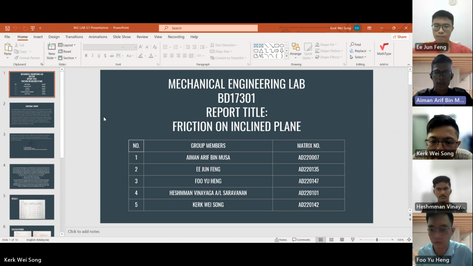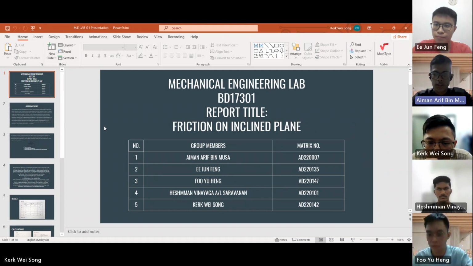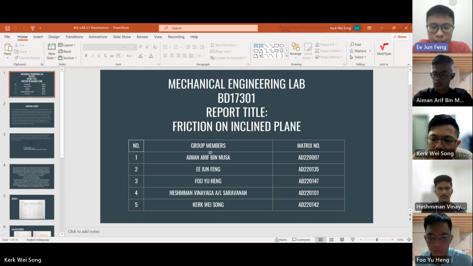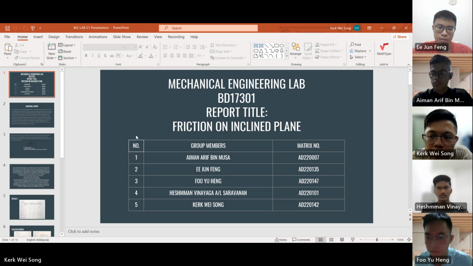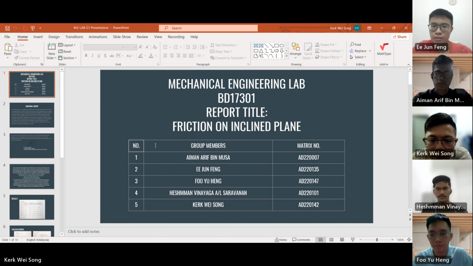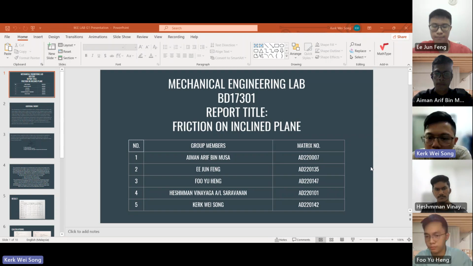So my name is Aiman Arif bin Musa. My metric number is AD220007. My name is Idun Feng, and matrix number is AD220135. And my name is Fu Yuheng, AD220. My name is Hishman Vinayaga, metric number AD220101. And my name is Kok Wei Song, and my metric number is AD220142.